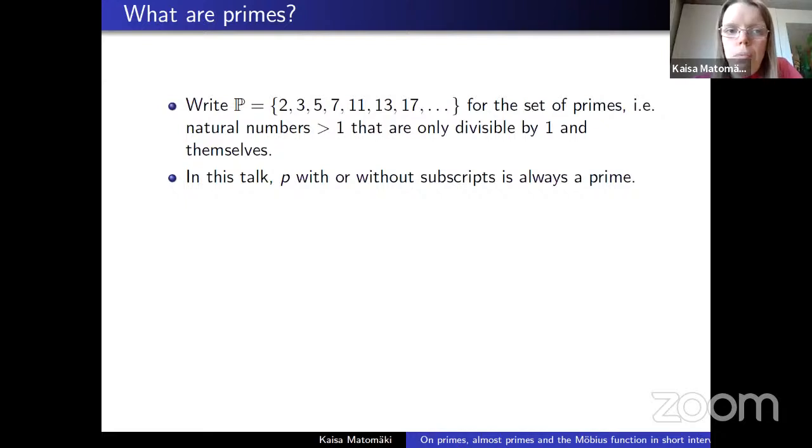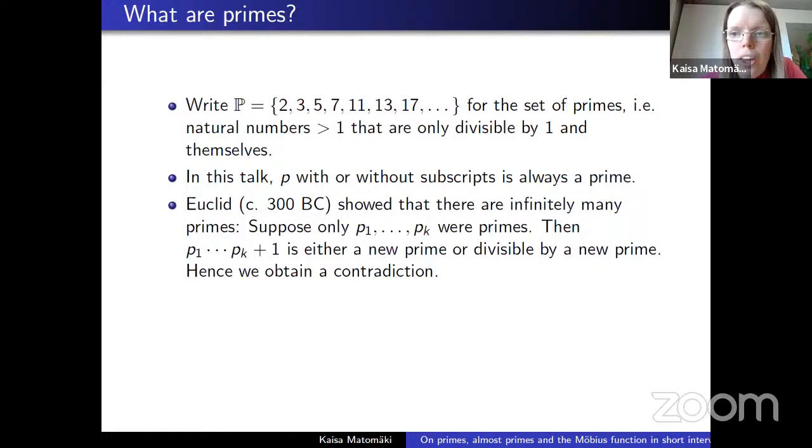Okay, so let's start with the prime numbers. I will denote them by blackboard P, and they are 2, 3, 5, 7, and so on. They are the natural numbers that are greater than 1 and are only divisible by 1 and themselves. So you can see the first primes here. For instance, 8 is not a prime because it's 2 times 2 times 2, and 12 is not a prime because it's 3 times 4. But if there are no divisors except 1 and the number itself, then it's a prime. And in this talk, the letter p will always be reserved for primes. When I have a p, it's a prime.